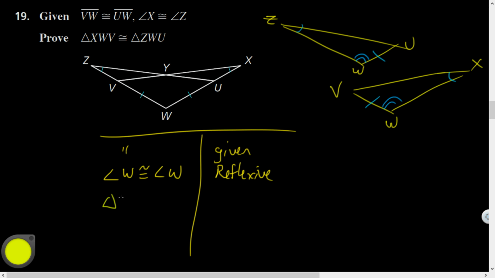So I'm going to say triangle XWV is congruent to triangle, let's see, XWV. So I'm going to need ZWU, and that is what they had as well. And the reason, angle, side, right? Because the side is not included. So angle, side.